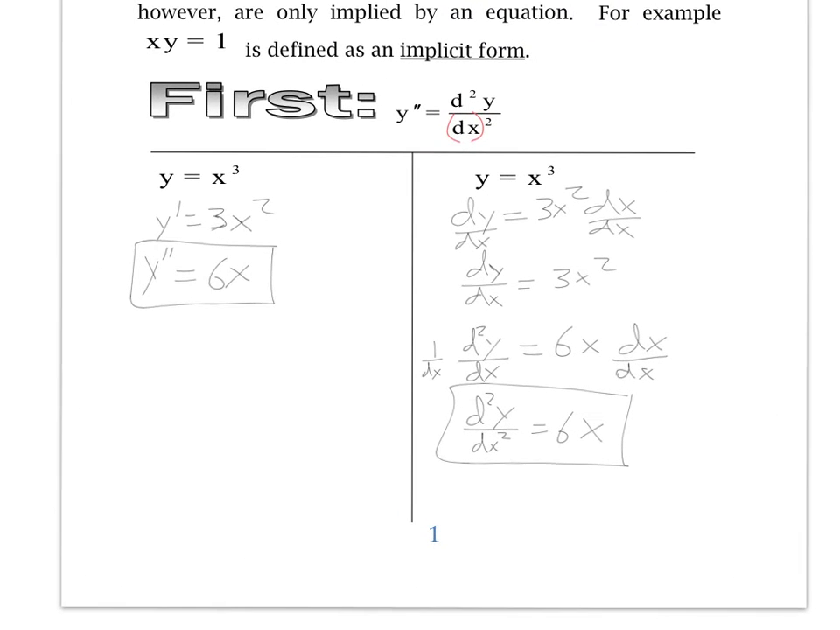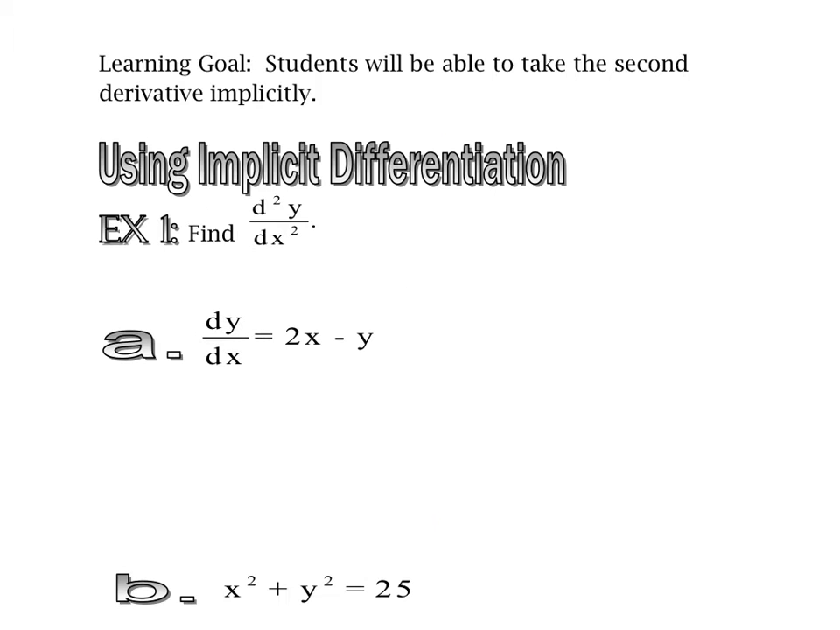Now, obviously for this type of function, this would not be the most efficient way to do it. But on the next couple pages, you're going to see where we would have to do this implicitly. We're going to have to take some of those second derivatives implicitly. So let's go ahead and go to the next page.